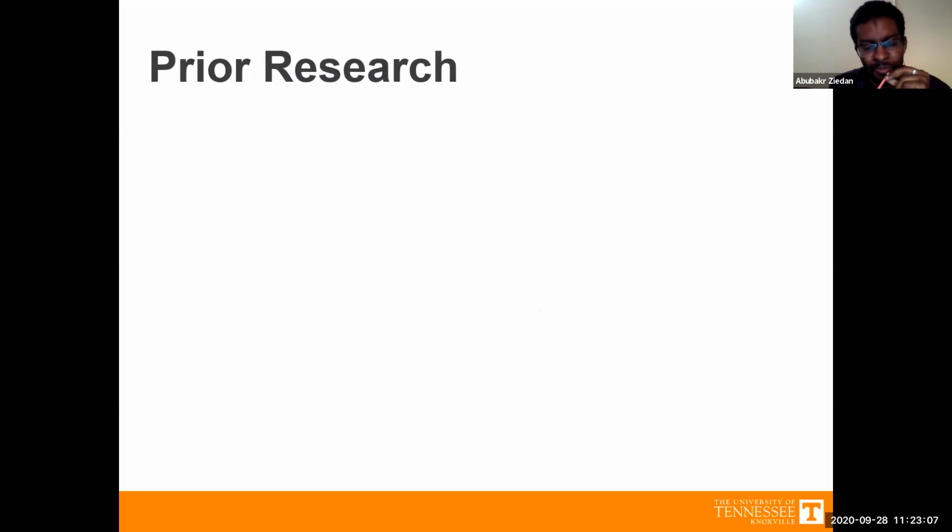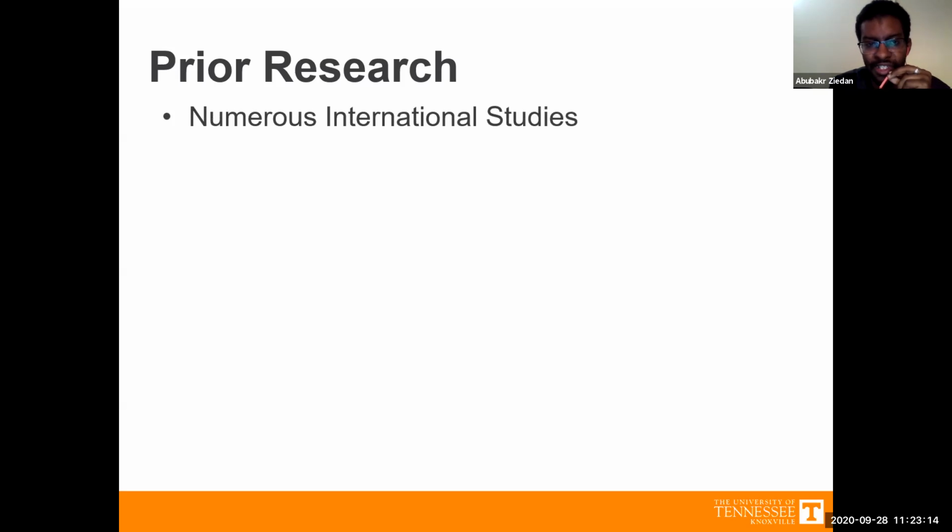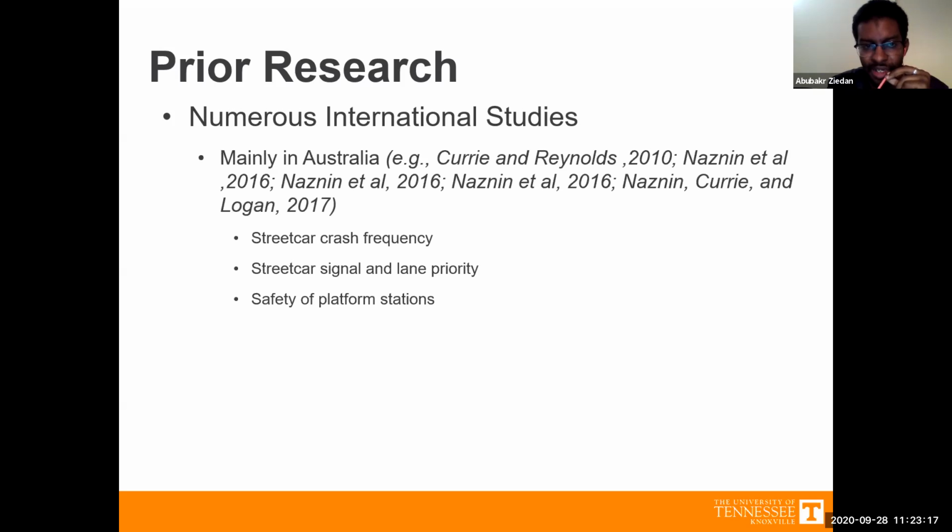As in every research, the first step you do is prior research, and we looked in the prior literature, and we found there is a numerous number of international studies, mainly from Australia, which has one of the biggest streetcar systems in the world. Many studies looked at streetcar crash frequency, the safety impact of signal and lane priorities, and the safety of platform stations in Australia, and many of these studies have very interesting findings.